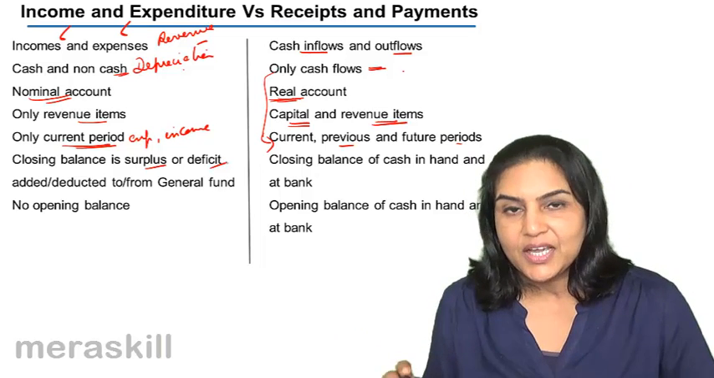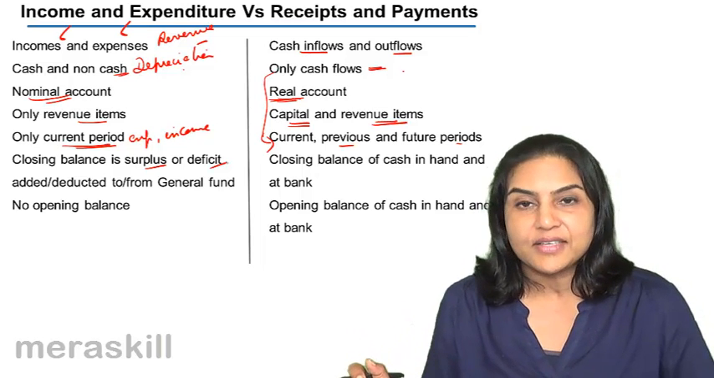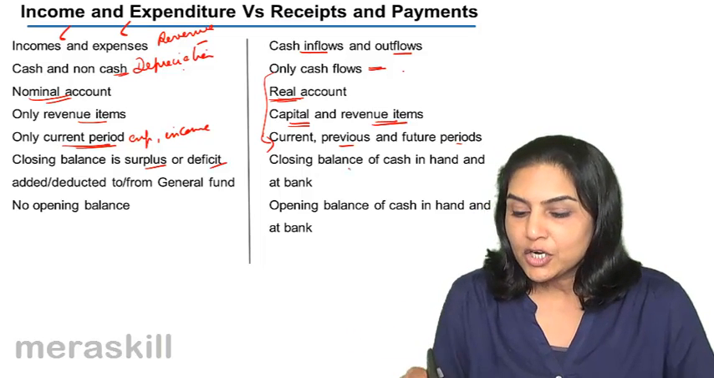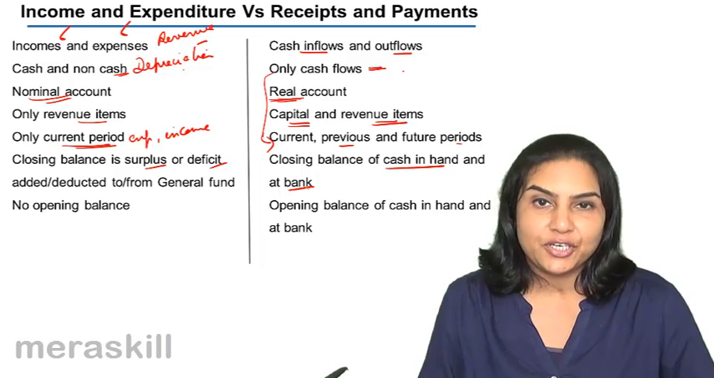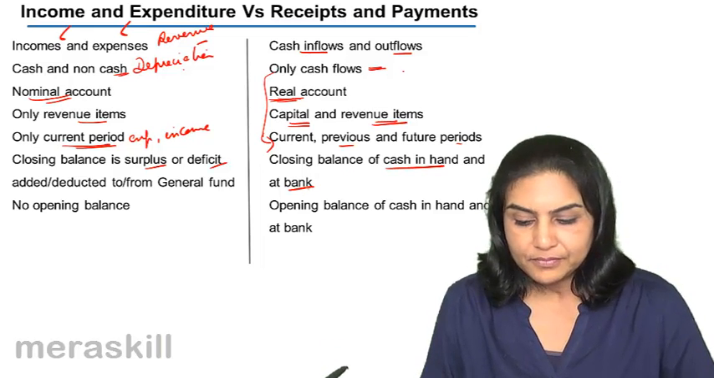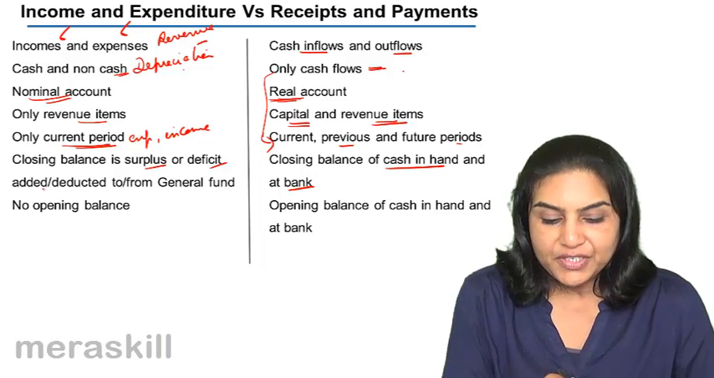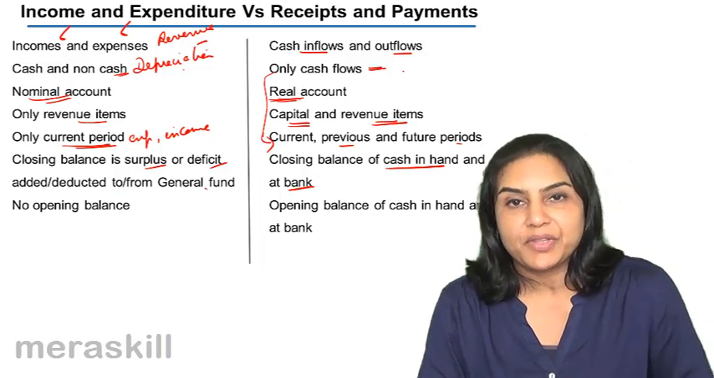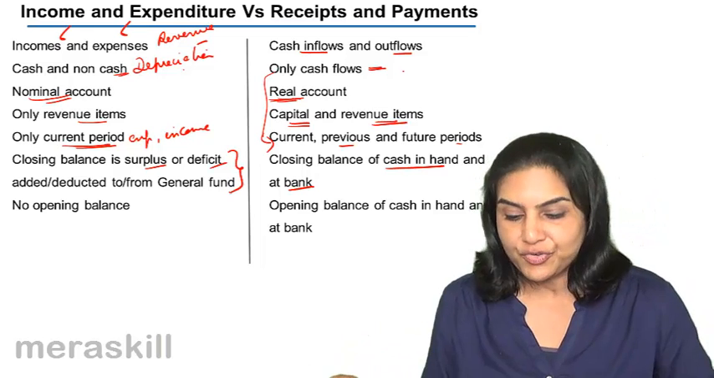The closing balance in the income and expenditure is either surplus, excess of income over expenditure, or it is deficit, excess of expenditure over income. But the closing balance in the receipts and payments account is nothing but the closing balance of cash and bank: cash in hand, cash at bank. The closing balance, surplus or deficit, is added to or deducted from the general fund. That is how the surplus is treated.